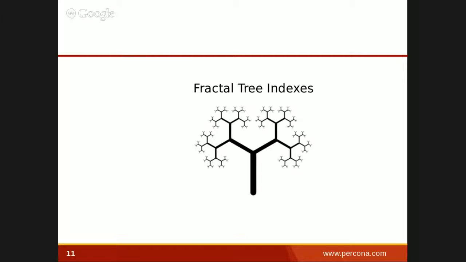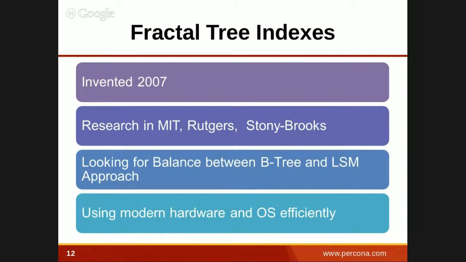So now let's talk about fractal trees. What is this data structure, right? How does it work and how is it the same and different compared to B-trees? Fractal tree indexes were invented in 2007 by some people from MIT, Rutgers, and Stony Brook University, right? So it was a bunch of years of research in a way, on how we can optimize this old data structure of B-trees.